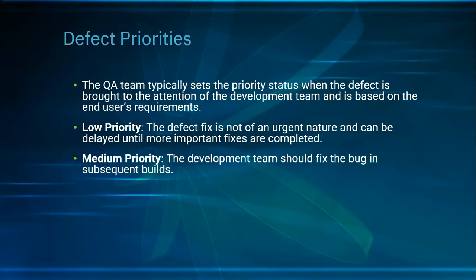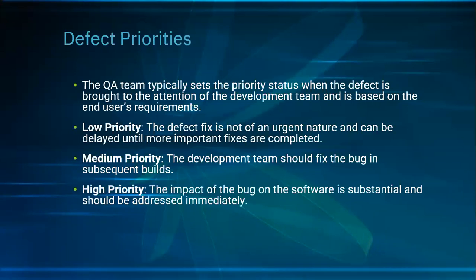The development team should fix the bug in subsequent builds. So medium, yes, we can still fix it. Let's take it in this next build. We can fix 3, 4, 5 medium bugs as time permits, as we can finish up quickly. Then high priority: the impact of the bug on the software is substantial and should be addressed immediately.